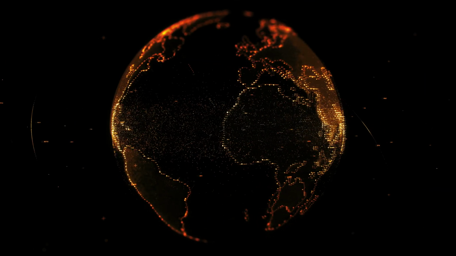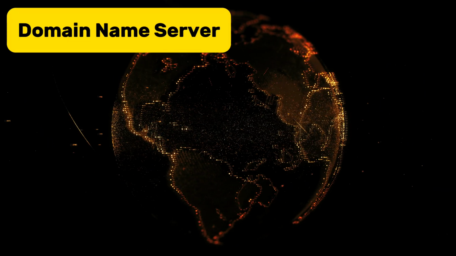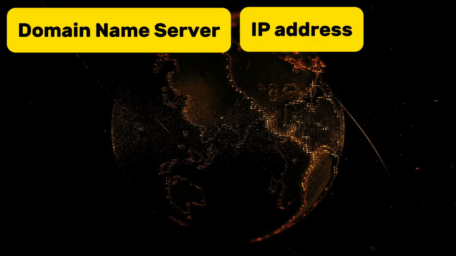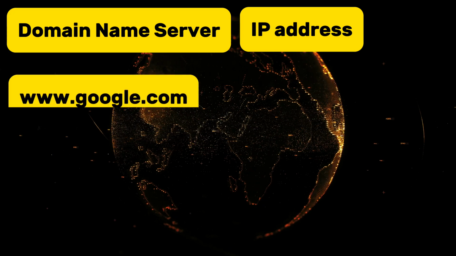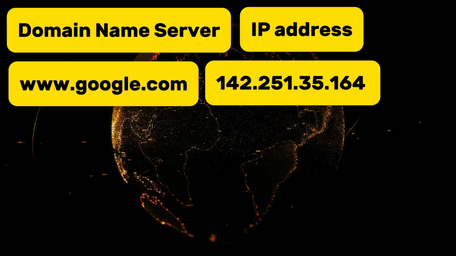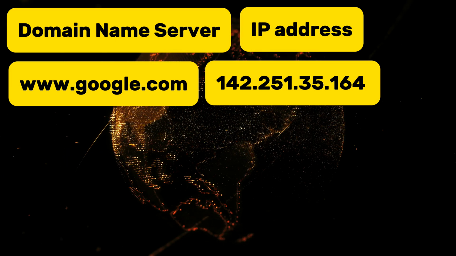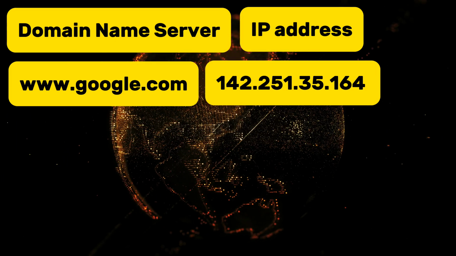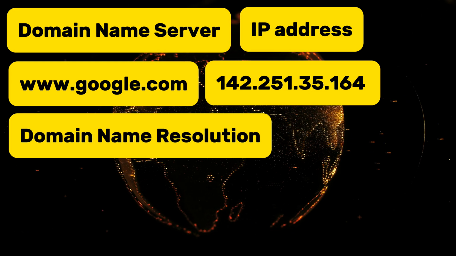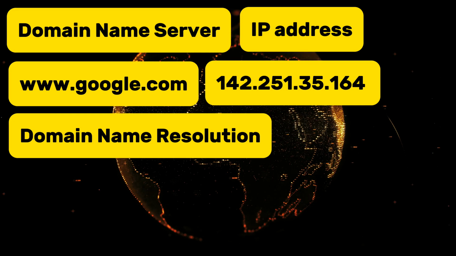Let us examine the basics of what happens when you type a URL into the address bar of your browser. When you enter a URL into your browser, it connects to the domain name server to get the corresponding IP address of the web server for that domain. For example, if you enter www.google.com, the IP address 142.251.35.164 is retrieved from the DNS. This is known as domain name resolution. It is a process that converts domain names into IP addresses.